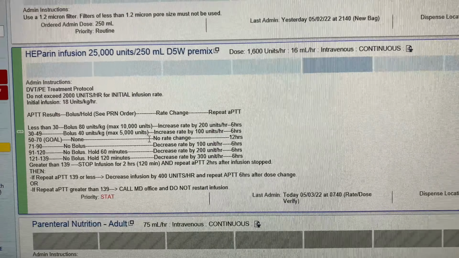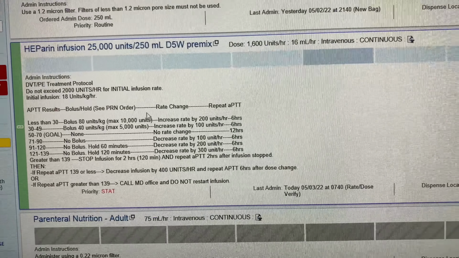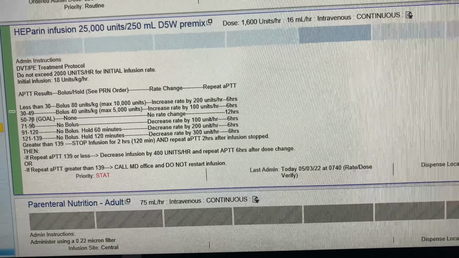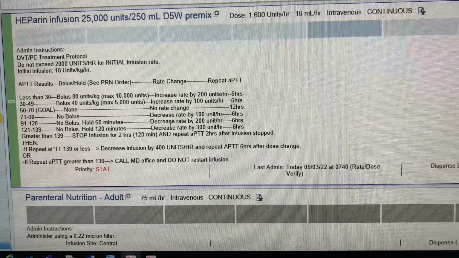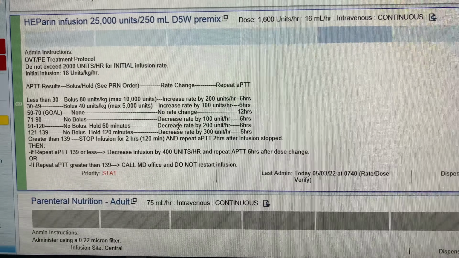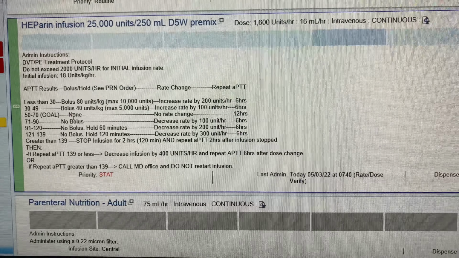One thing to note is that usually with the first initial start of the heparin, the physician has to give you orders whether we should bolus or not, okay? So just because this is here, you're not going to immediately bolus the patient unless the physician gives you an order for the initial start of the heparin that you should bolus the patient, okay? But it does tell you how you need to titrate once the heparin has started.